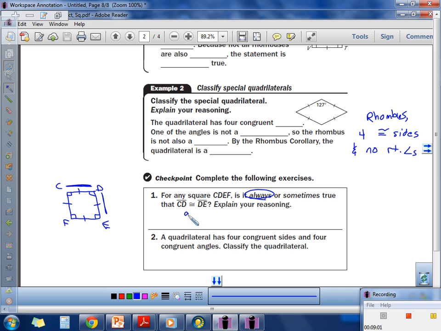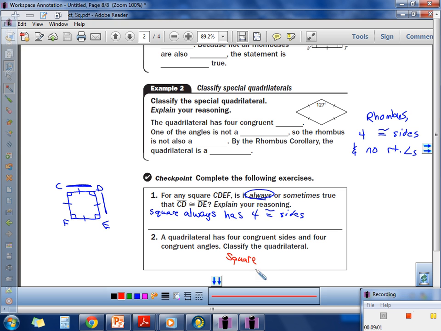Yeah, a square always has 4 congruent sides. It's good. On number 2, it says a quadrilateral has 4 congruent sides and 4 right angles. What kind of quadrilateral do we have? That's a square. That's just a square.